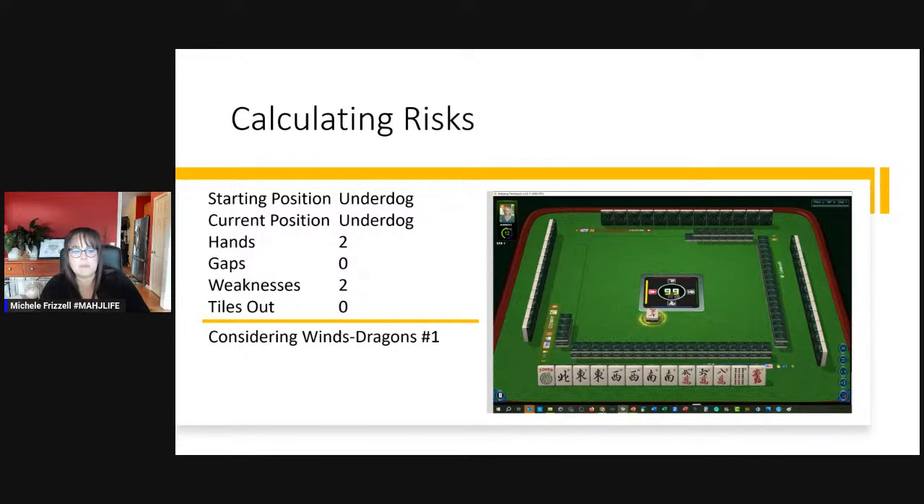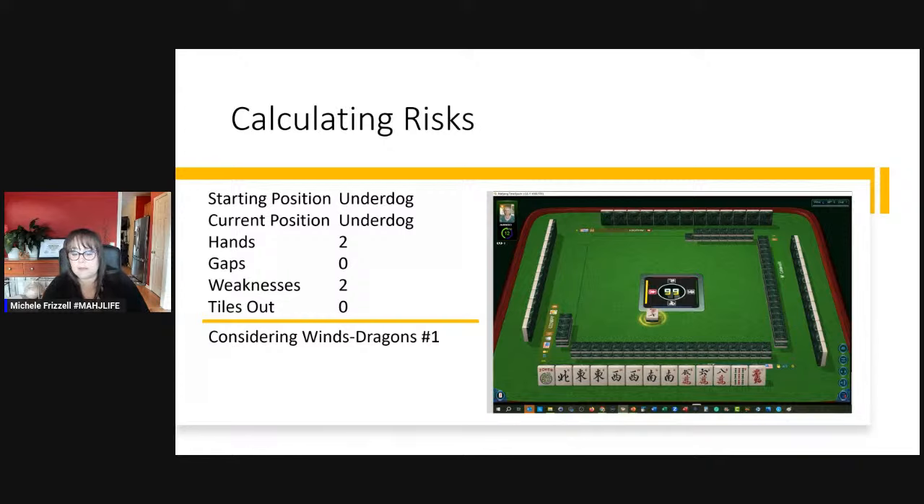So here's an example of a hand. This is right after the Charleston. You can see that we've got winds, north, east, west, south, pair west, or pair east, pair west, pair south. We have 5, 6, 8, 9 dragon, 5 discards. But we do have a hand with no gaps. We have weaknesses though. So I would say for this hand, this player would be an underdog. 5 discards. So if you have more than 4 discards, you would be an underdog.